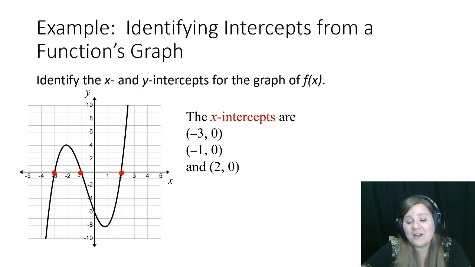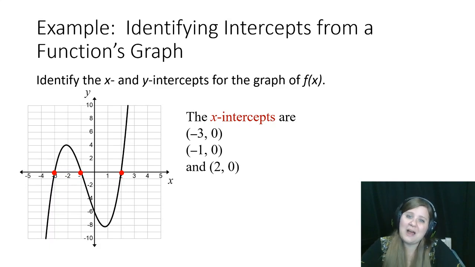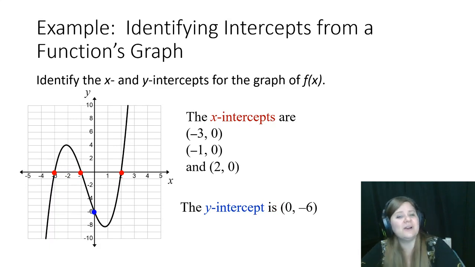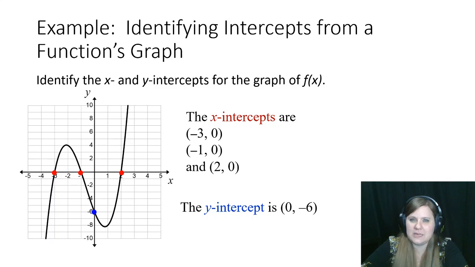Notice also that the y value for each of these is 0, okay? Now let's find the y-intercept. So I look over there, I try and find where it crosses the y-axis, and I see that happens at (0, -6). So this is how we're identifying intercepts using the graph.